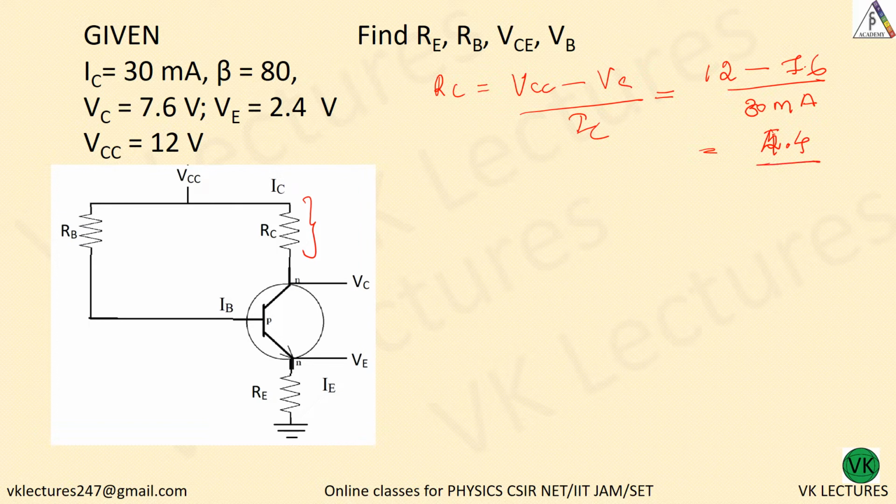4.4 divided by 30 milliampere. So that is around 0.146 kilo ohm.